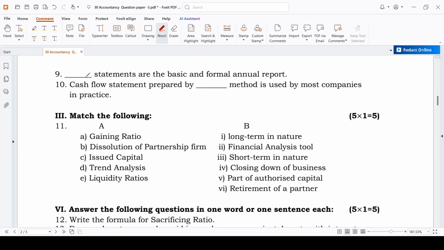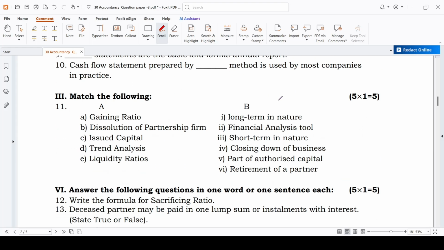Match the following. Gain ratio. Where do we find the gain ratio? At the retirement of the partner. Dissolution of the partnership. What do you mean by dissolution of partnership? That is closing down of the business. Next, issued capital. What do you mean by issued capital? Issued capital is nothing but a part of the authorized capital. Next, trend analysis. What do you mean by trend analysis? Trend analysis is one of the financial analysis tools.